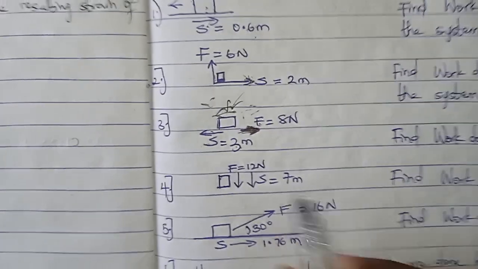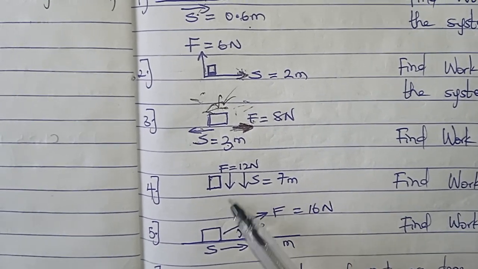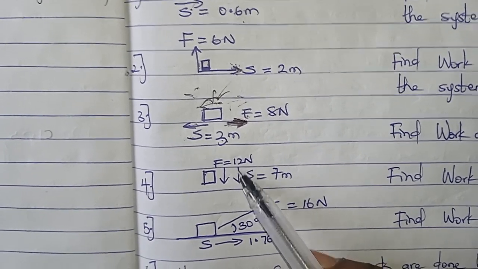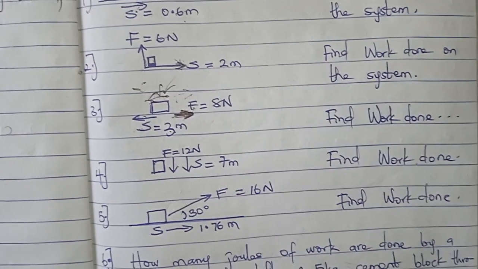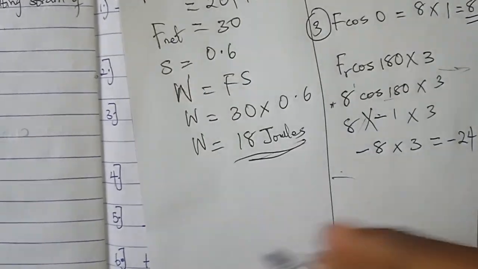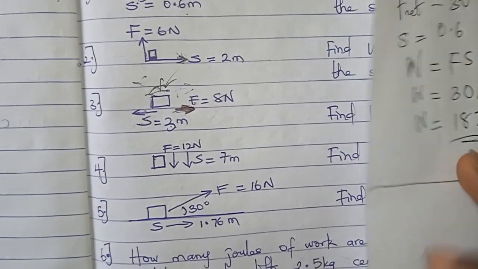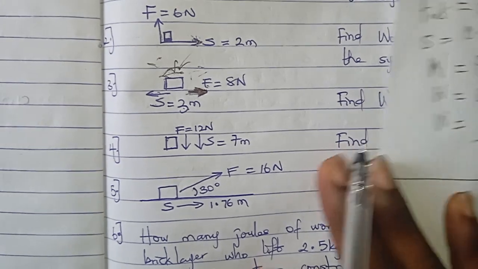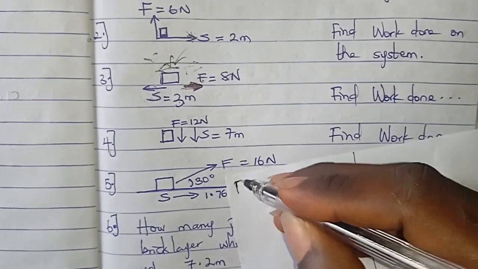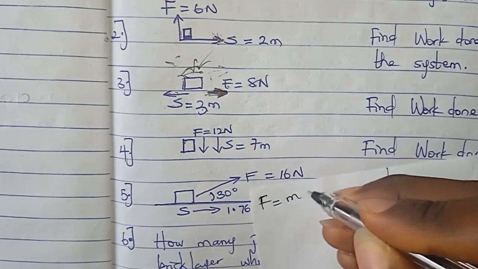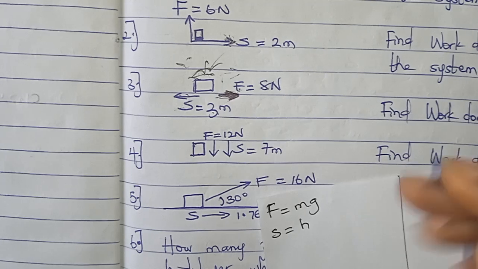Okay, now let's go to this one. They said the force acting on this is due to gravity. Notice that it's going down. The displacement is going down as well. They said find work done. So whenever we are talking about work done on a body, in gravitation, or work done on a body due to gravitation, we employ force in that case to be equals to mg. Then the displacement is equals to the height.